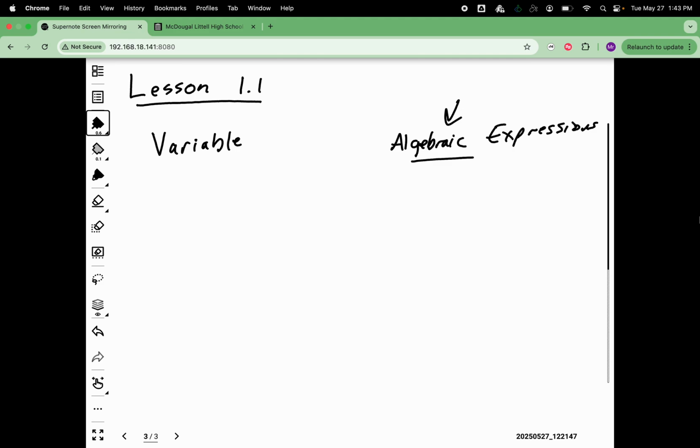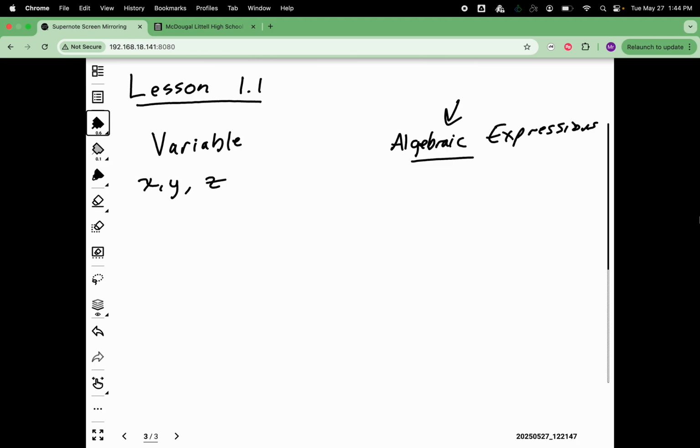So here we go. What is a variable? It's a letter used to represent one or more numbers. So it could be X, Y, and Z. Those are usually the most common ones. An algebraic expression, that's what they call it, a variable expression.